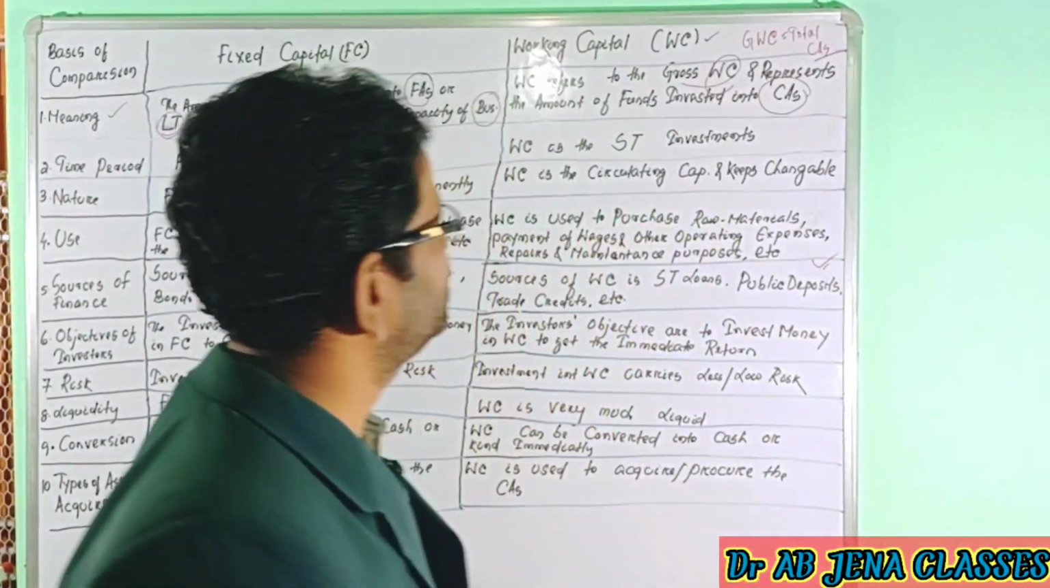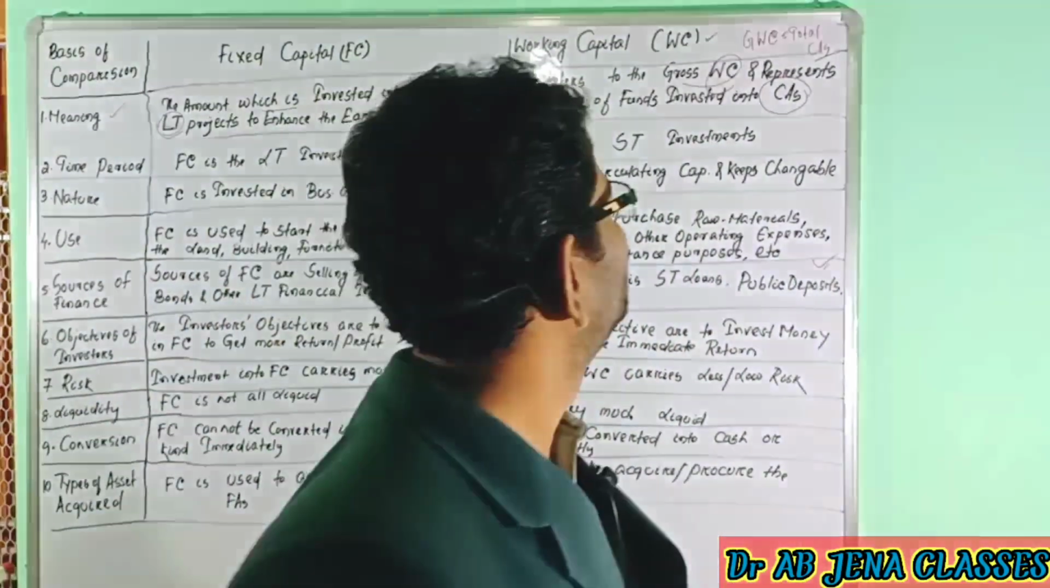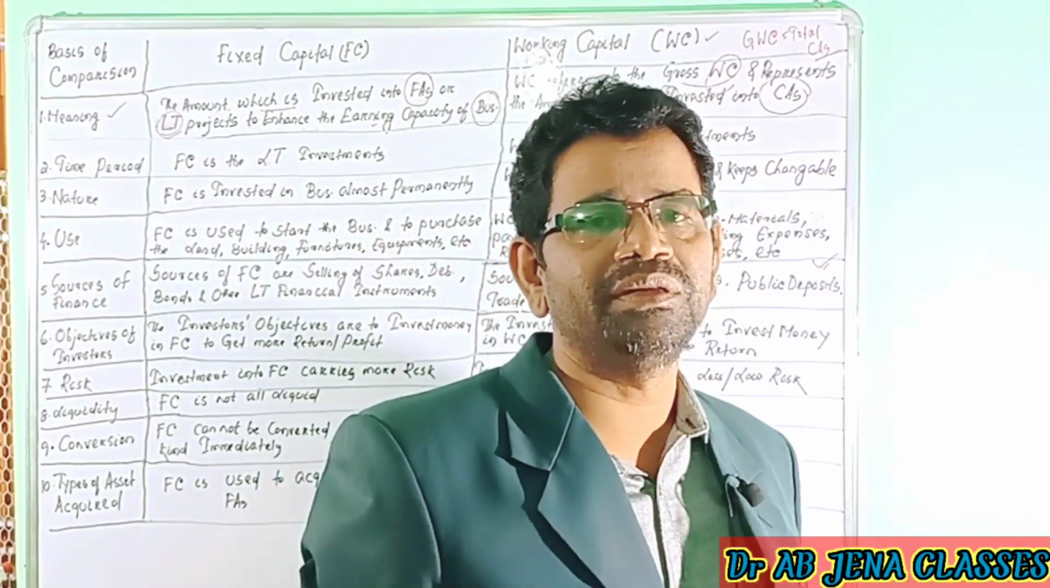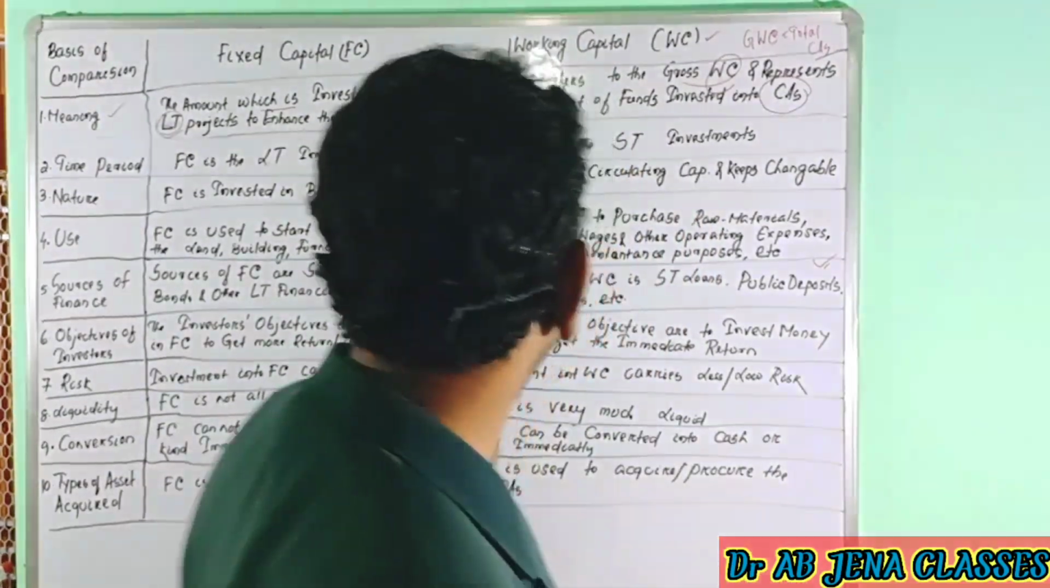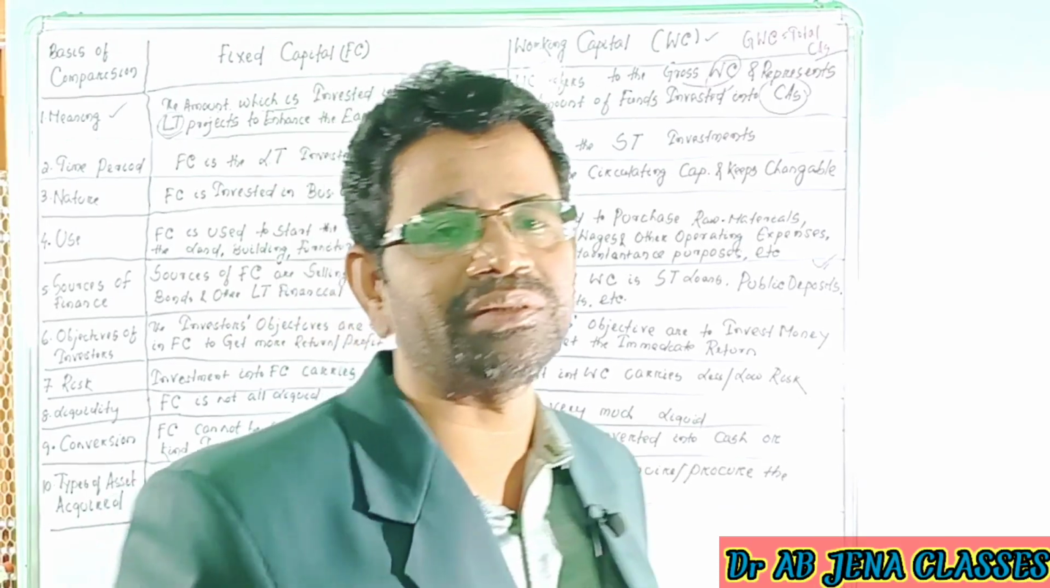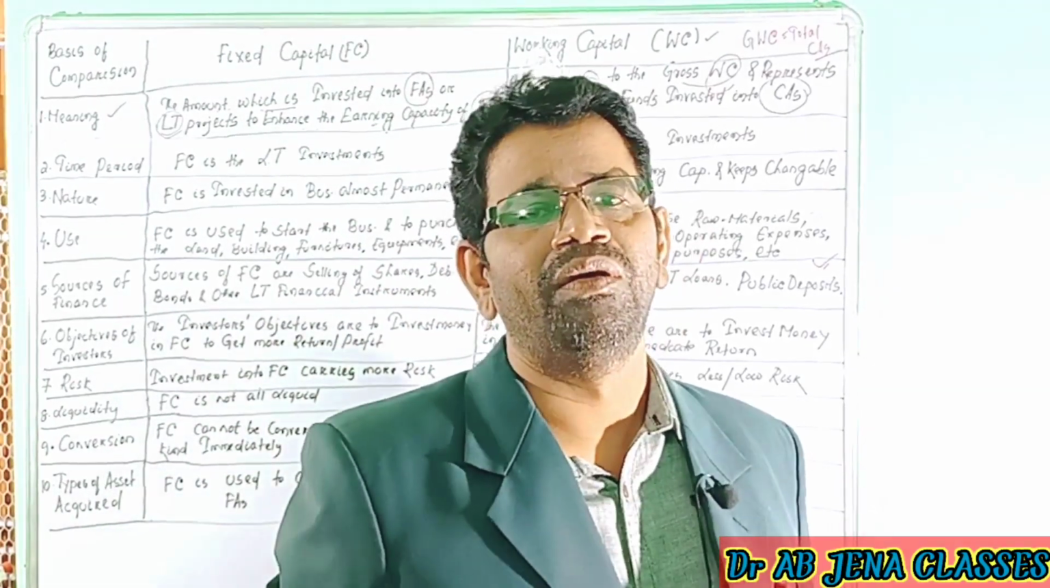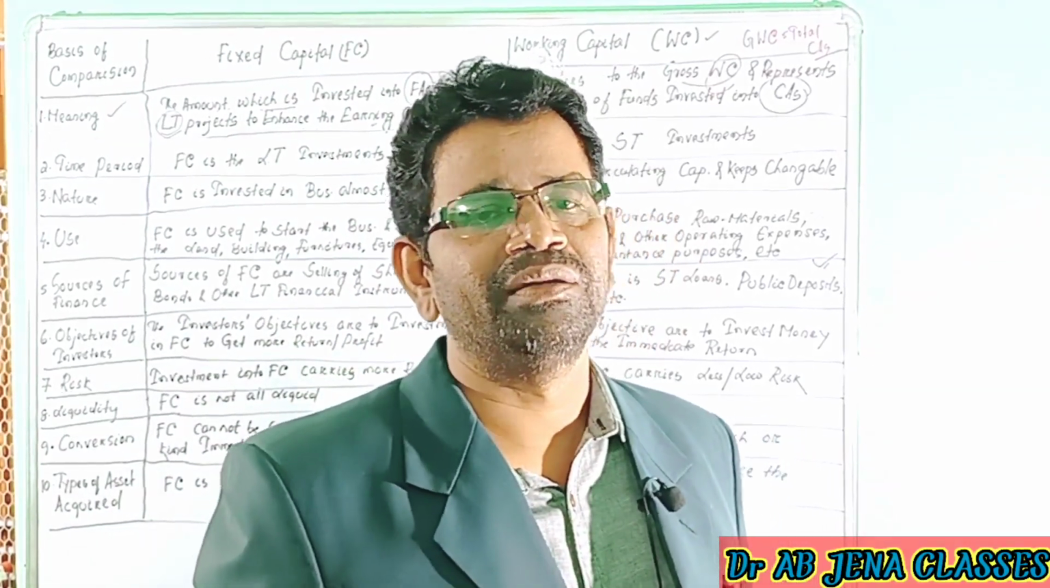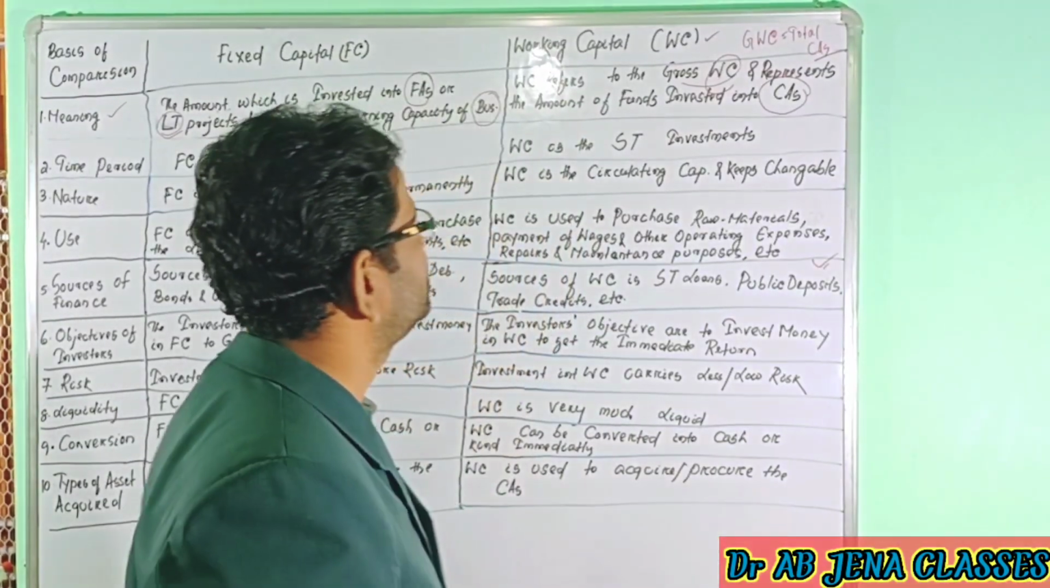So gross working capital is equal to total current assets. Just look at the balance sheet. In the balance sheet you will find two types of assets: fixed assets and current assets. All total current assets are treated as gross working capital.